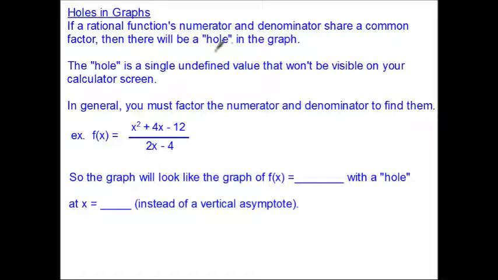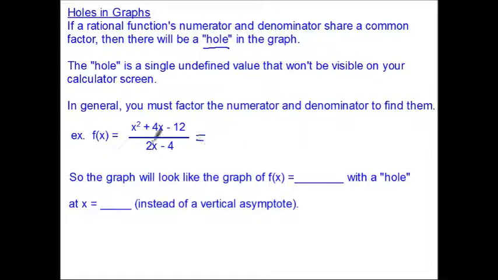Okay, now if a rational function's numerator and denominator have a common factor, there's going to be a hole in the graph. And as it says here, the hole is a single undefined value that won't be visible on your calculator. And so we have to know to look for it. And the way to do that is to factor the numerator and denominator and look for common factors.